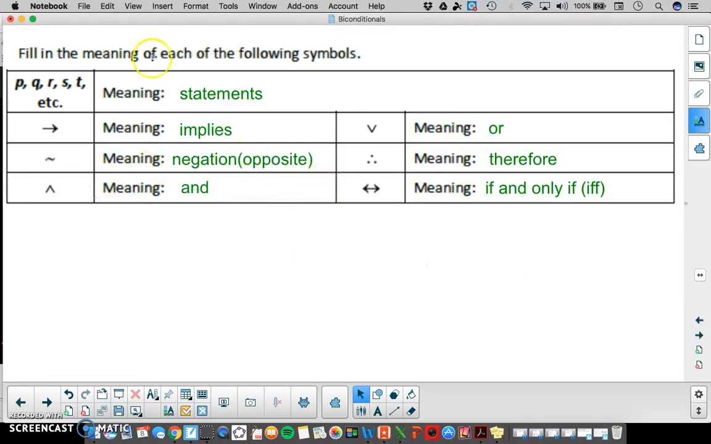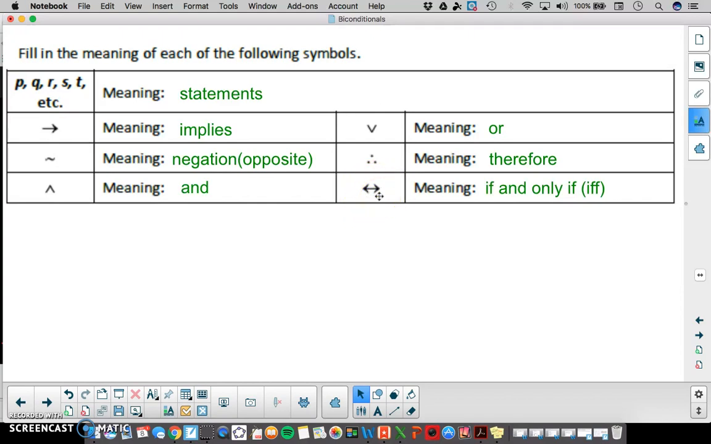First, we're going to refresh our memories about some of the symbols that we've been using. We have all of our letters that mean just statements. We have implies, negation, and, or, therefore, and then this last one, if and only if. This is actually going to be our symbol for biconditionals.